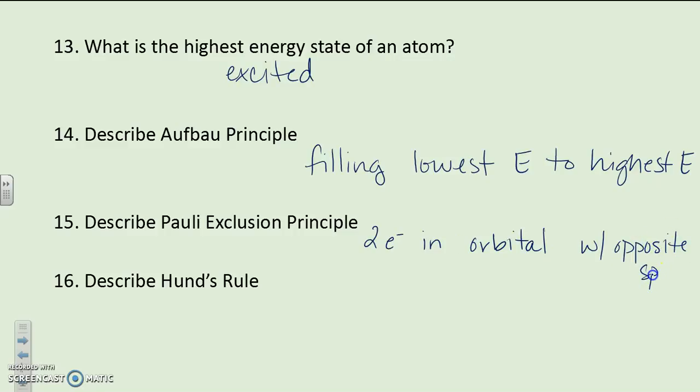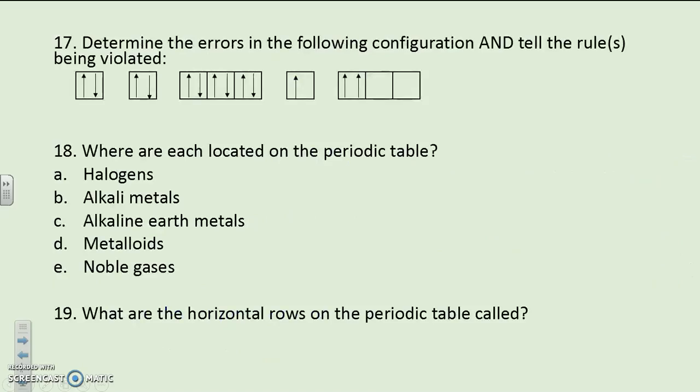Opposite spins. All right. Describe Hund's rule. This is the one where I tell you each one gets one, then the pair. Each one gets one, and then you go in with your second electron.